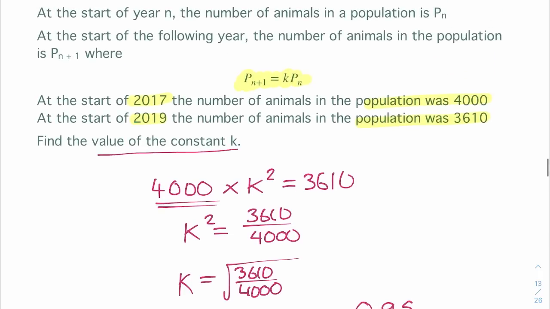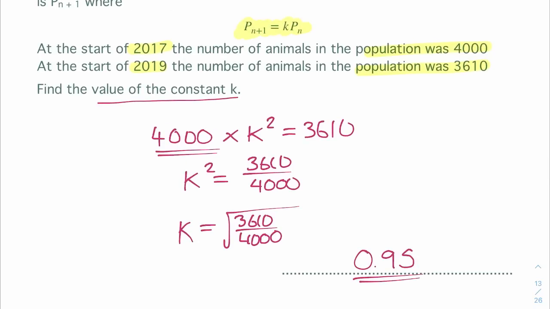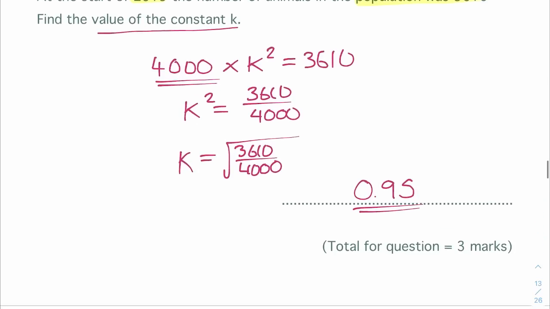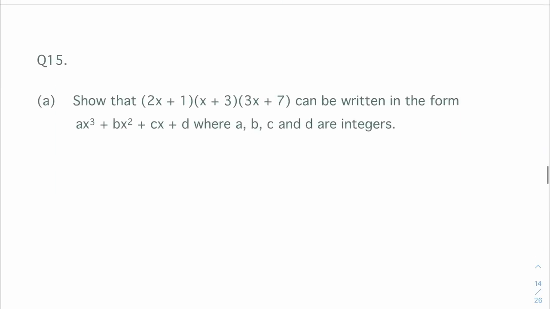So the constant k is 0.95. You could write that as a fraction as well, 19 over 20, which is absolutely fine. So there we go, there's looking at some iterations.